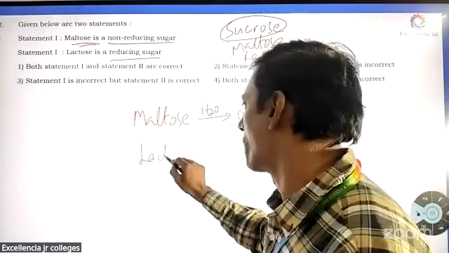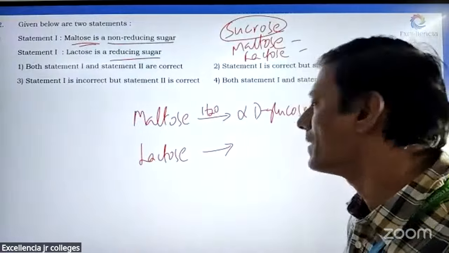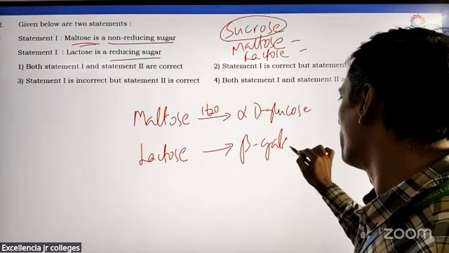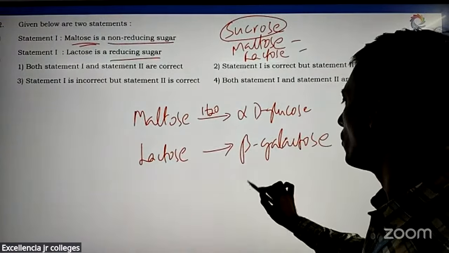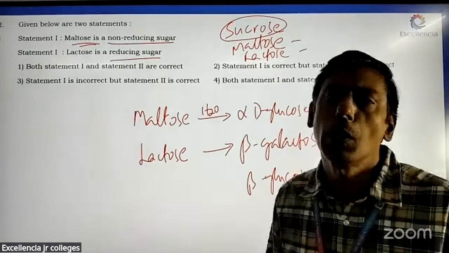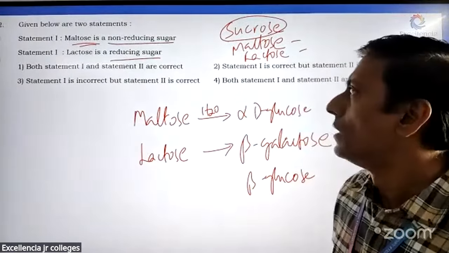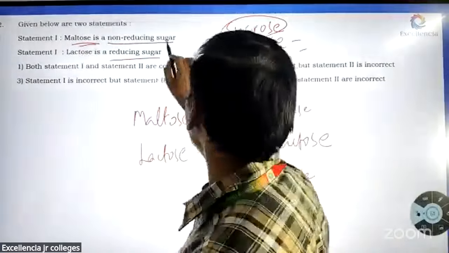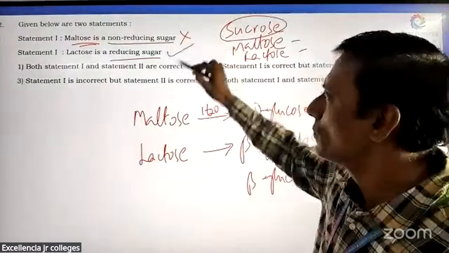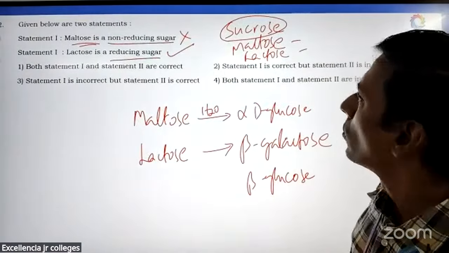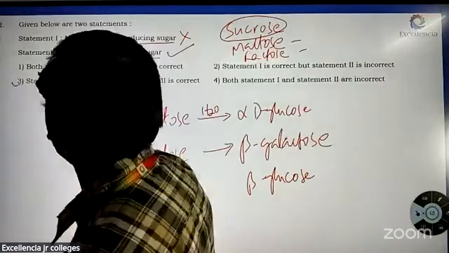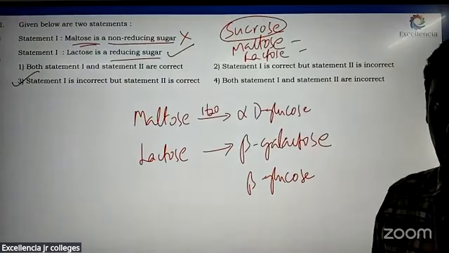And lactose. What is lactose consisting of? Lactose consists of beta galactose and beta glucose. So it has a hemiacetal group and it becomes a reducing sugar. Therefore, maltose is a non-reducing sugar is a wrong statement. Lactose is a reducing sugar is the right statement. So statement 1 is incorrect, statement 2 is correct.